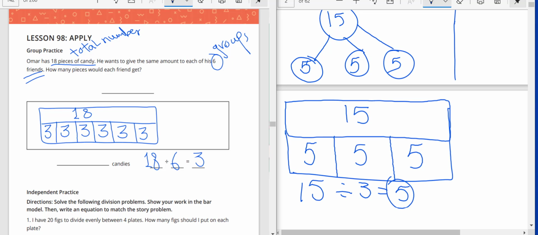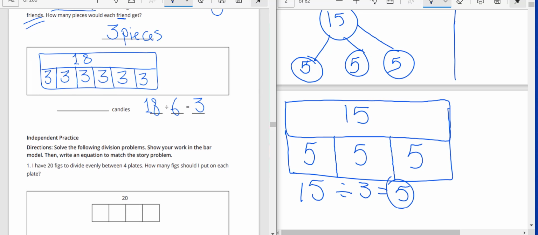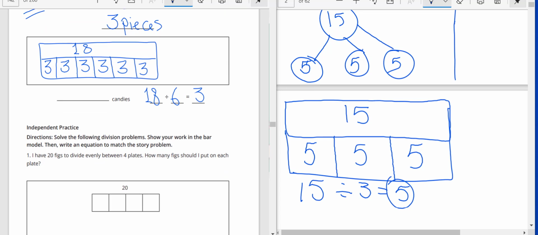So how many pieces would each friend get? Yes, 3 pieces of candies. Here, 3 pieces of candies. Each friend will get 3 pieces of candy.